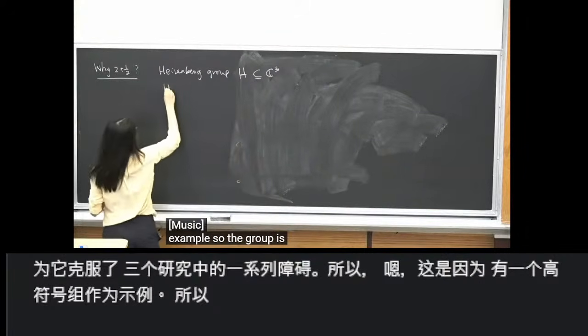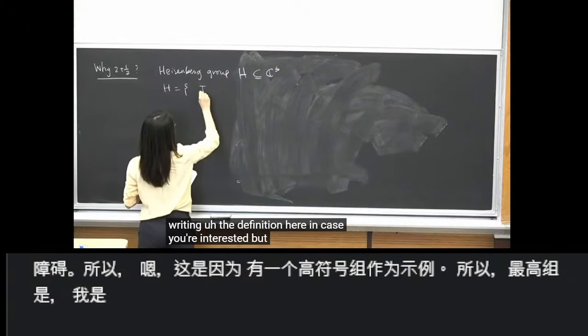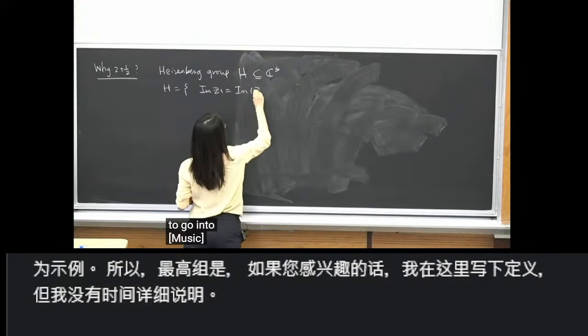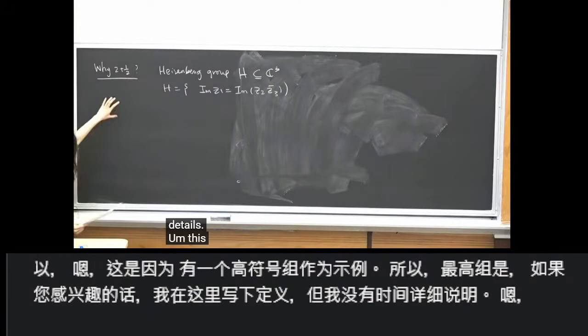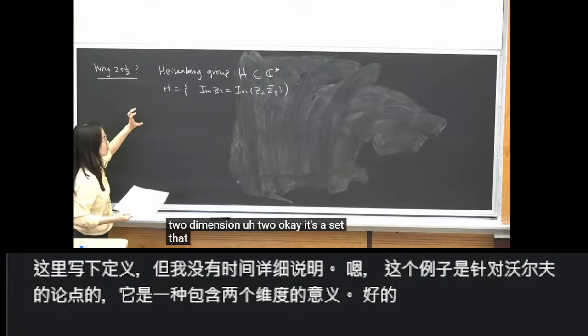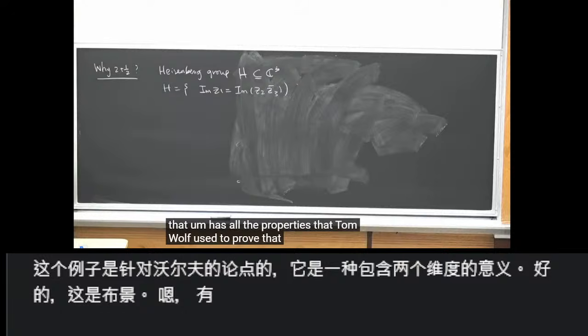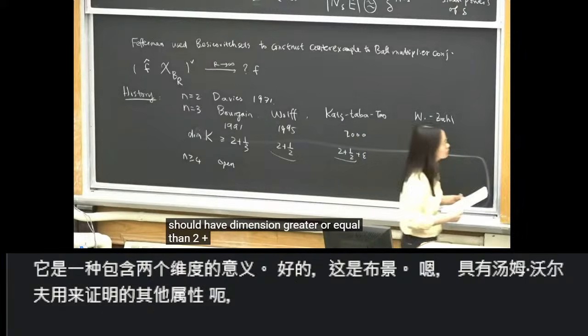So the Heisenberg group is the. I'm writing the definition here in case you're interested, but I won't have time to go into details. This example is sharp for Wolff's argument. It's a set that has all the properties that Tom Wolff used to prove that the Kakeya set should have dimension greater than or equal to 2 plus 1/2.